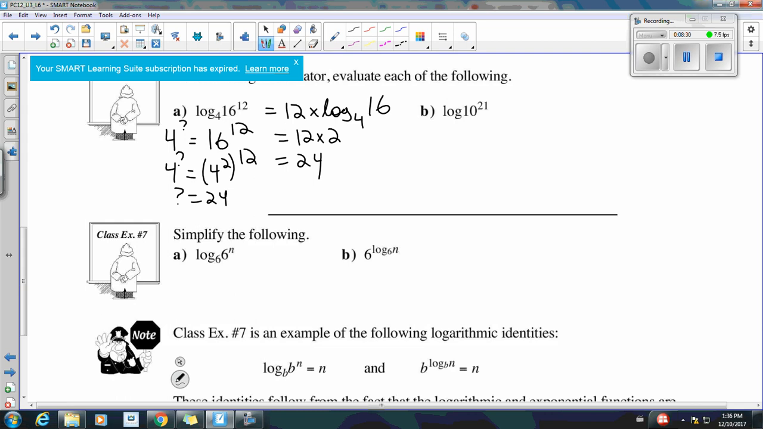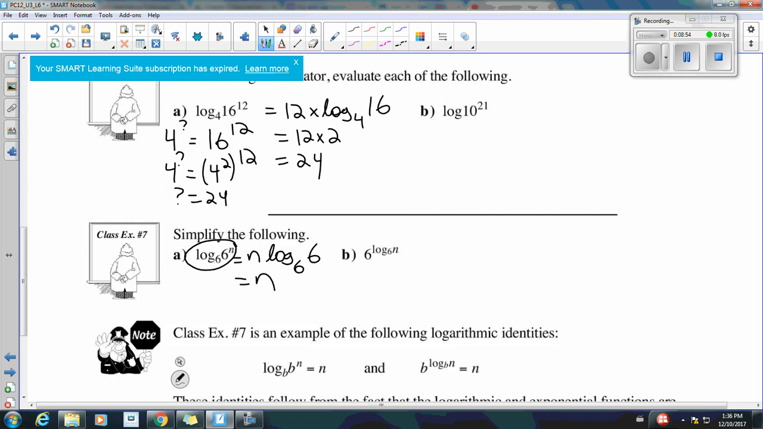Okay, simplify the following. Log base 6 of 6 to the n. Well, same thing. This is equal to n times log base 6 of 6. Log base 6 of 6 is 1, so this simply equals n. And again, that should make sense because this is really asking 6 to the power of what gives us 6 to the n.